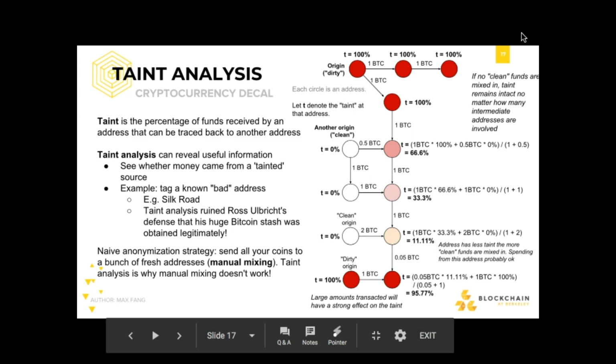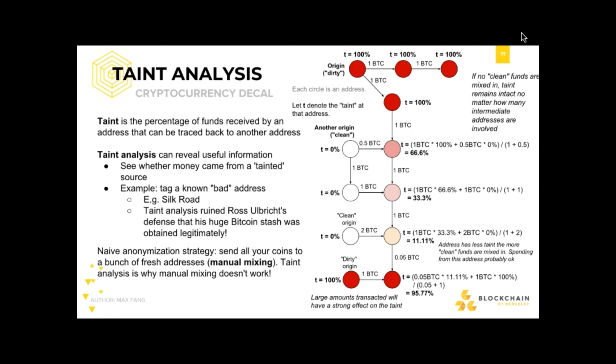And when he was in court, he said, hey, look at this. Both these addresses are different, so that means they're not part of my identity. But if you do a little bit of taint analysis, you know that all the funds from Silk Road are all the funds in his account, so the taint is 100%, which means it's definitely his funds. And that's a very naive way of cleaning up your funds.